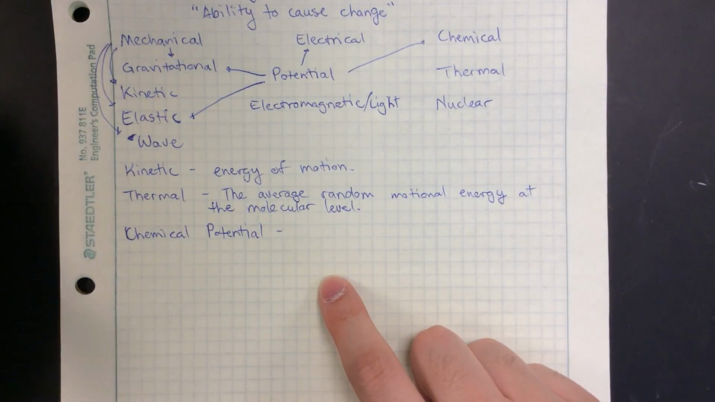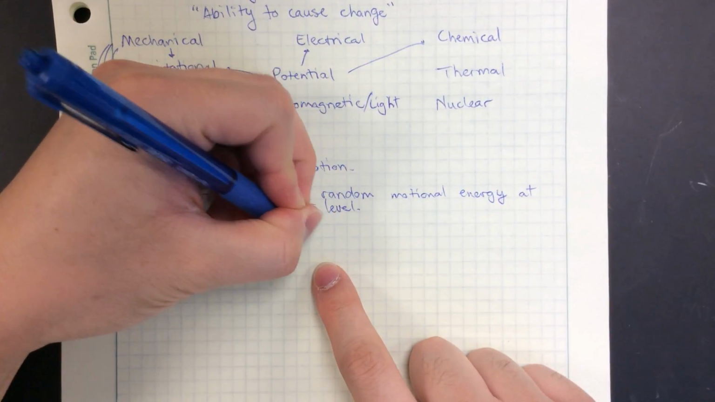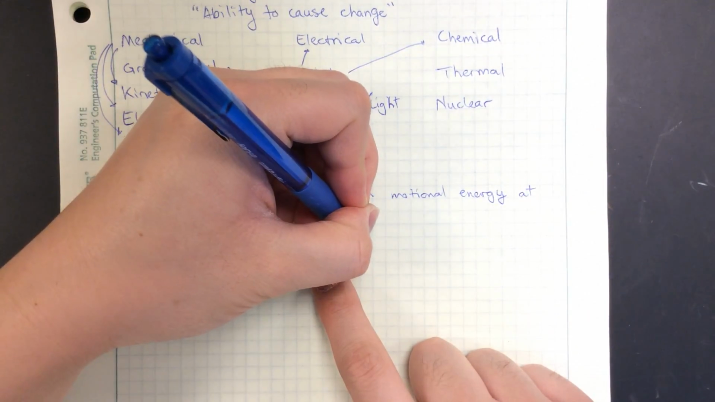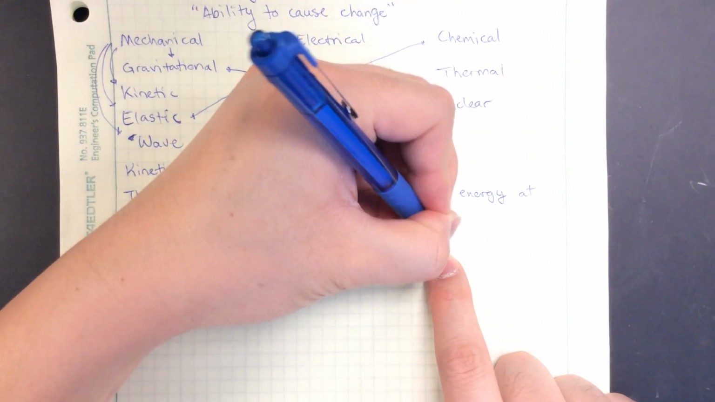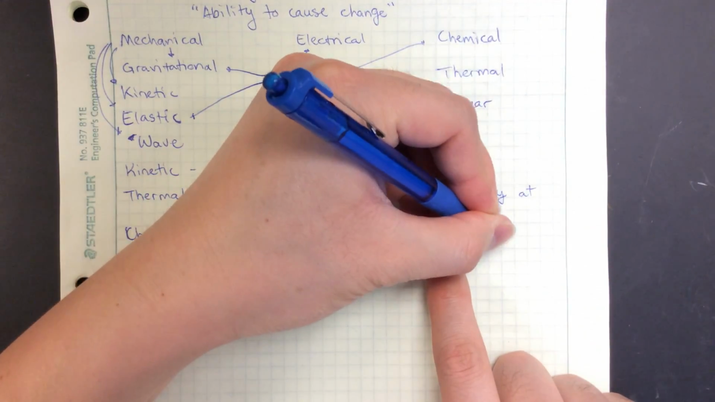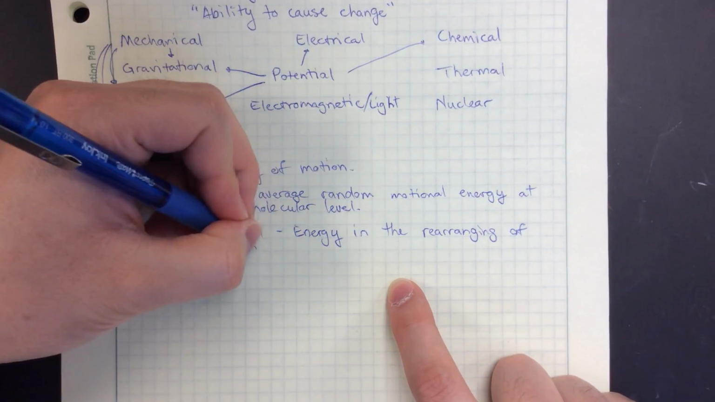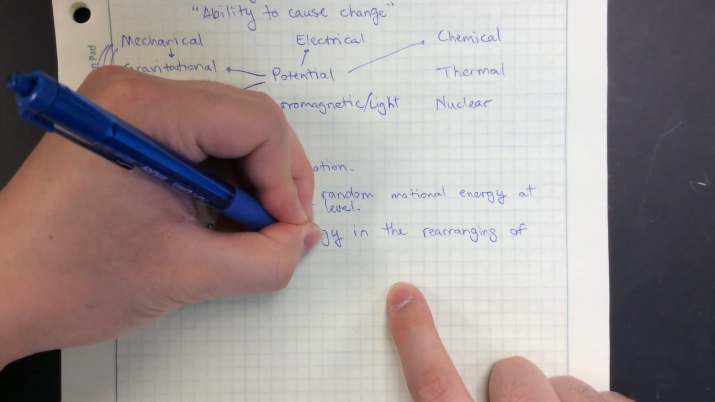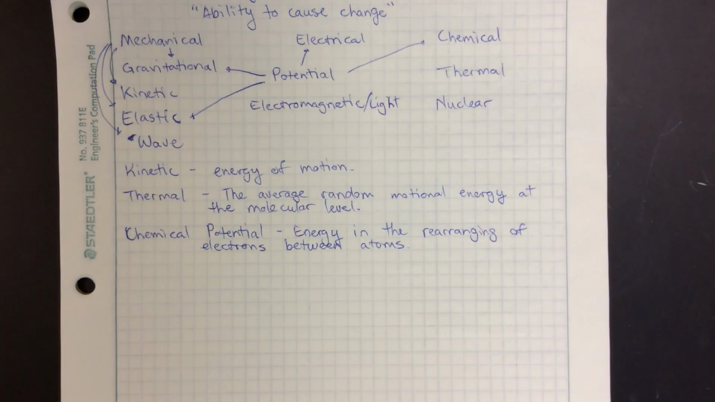So, at the end of the day, let's see, it is the energy in the rearranging of electrons between atoms. Right? When we talk about chemical bonds, that's really what we're talking about, is this rearranging of electrons.